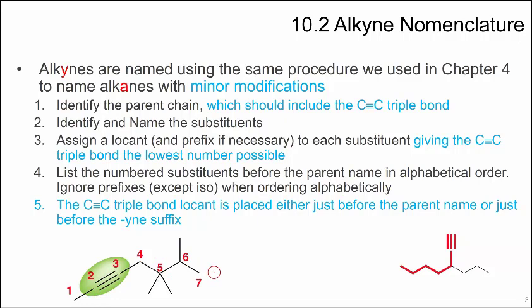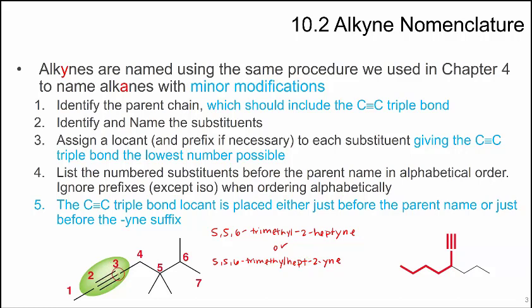We're looking at the parent here. This is already numbered for us. So this would be a heptyne. And there's two methyl groups here and there. So we can have 5,6-trimethyl-2-heptyne, or you would have 5,6-trimethylhept-2-yne.